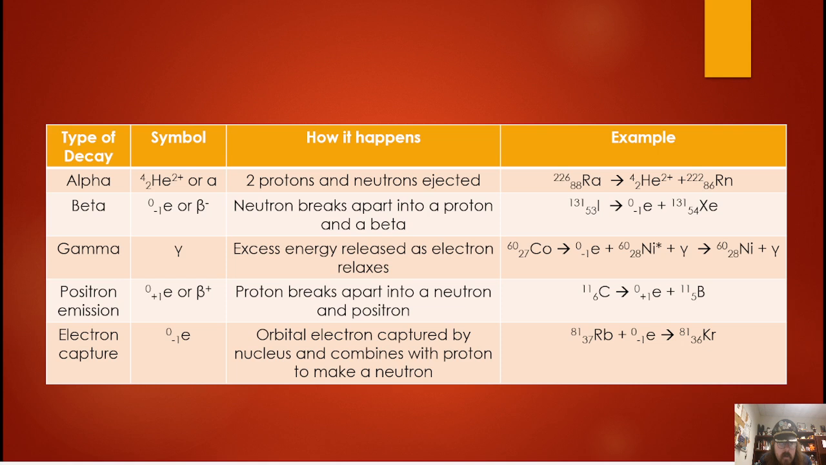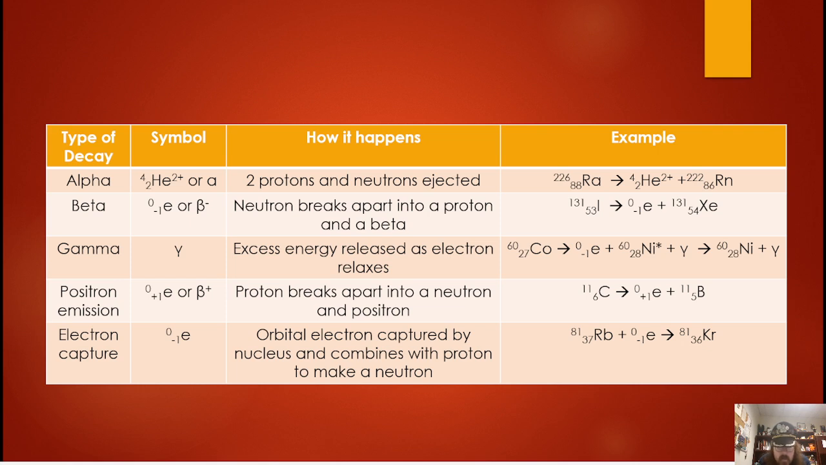Gamma decay is just excess energy. You're shaking off the energy as the nuclei start to relax. These often occur along with other types of decay. So, for example, cobalt undergoes a beta decay to form nickel, high energy, and some gamma particles. And that high energy nickel then can gamma decay some more to form that lower energy nickel.